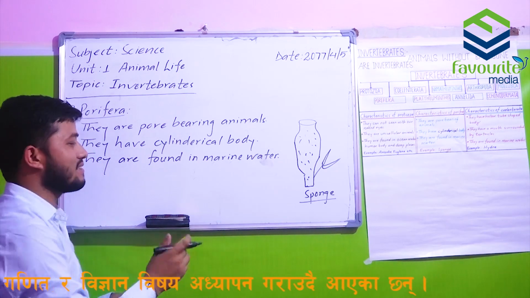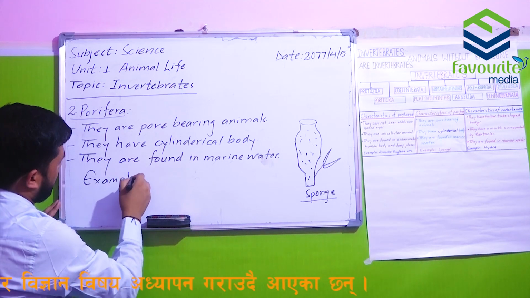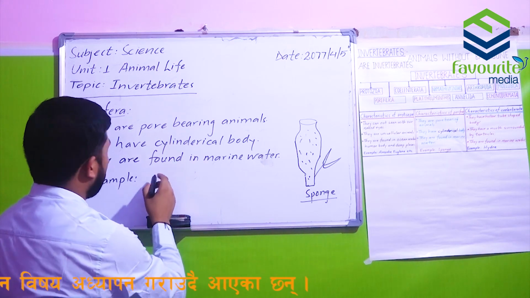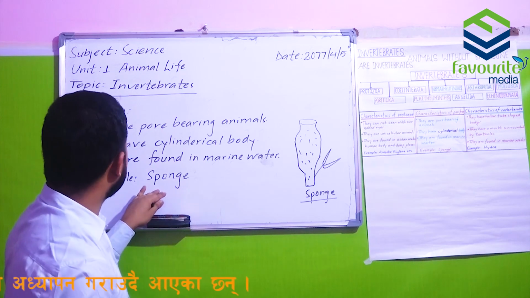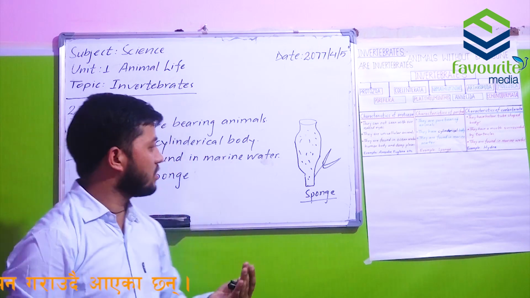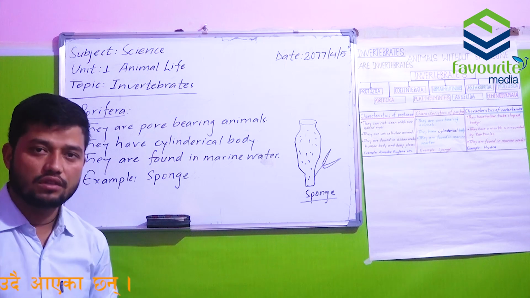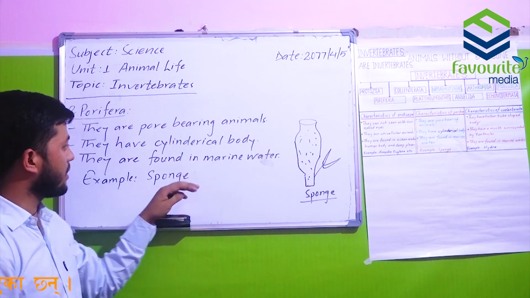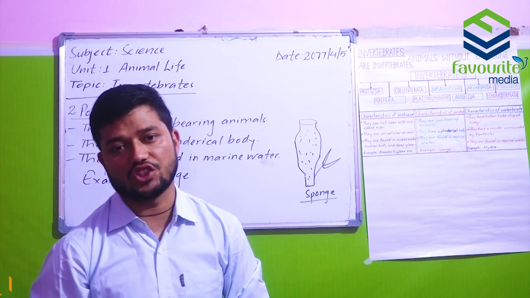The example you can easily write. The main example of the Porifera group is the sponge. This is the example of Porifera. This is all about Porifera, or the remaining ones you can study from your textbook, right? So this is all about the sponge. If you have any confusion in the meaning, you can ask me, right?